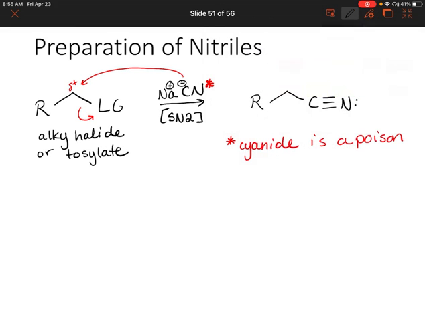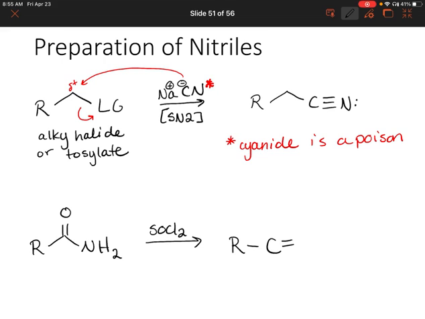So another way that we could prepare a nitrile is by using our amide that we just talked about in the last video. And we're going to use thionyl chloride, SOCl2, to then make our nitrile. Now we also do end up with sulfur dioxide gas as a product. And we also form hydrochloric acid. So there are some byproducts for this reaction. So let's look at the mechanism for the second reaction.